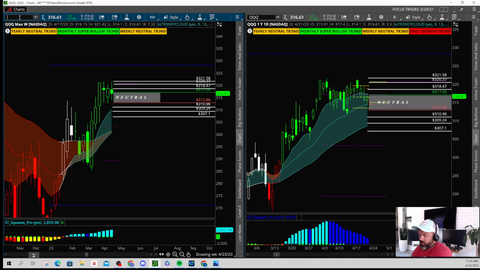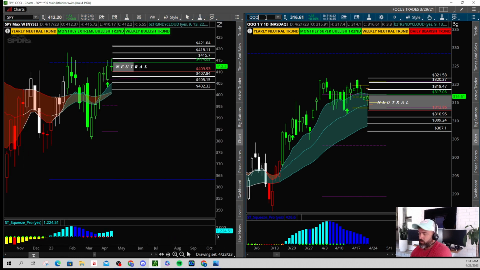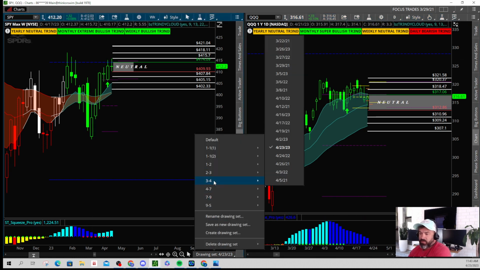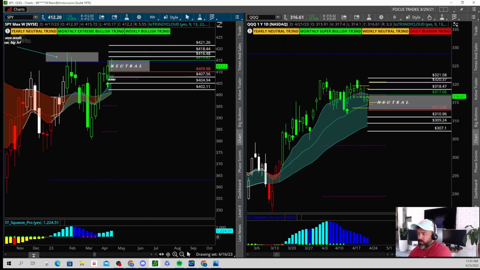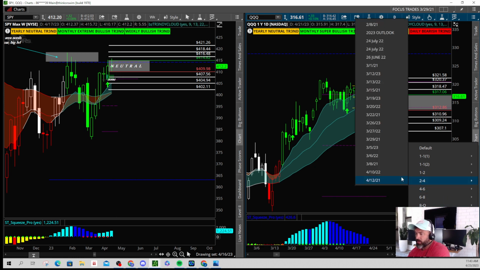First, we're going to put in the SPY. And these are your charts for this week, by the way. And then we'll put QQQ here. And let's come down to the 4th. So it's going to be the 4/16/23. And then 4/16/23 on this one as well. And there we are right there.